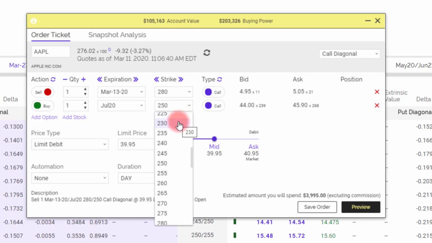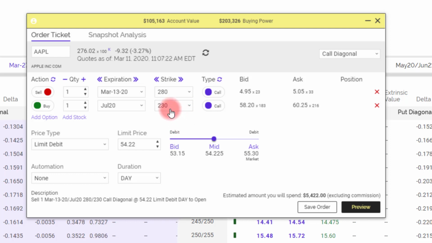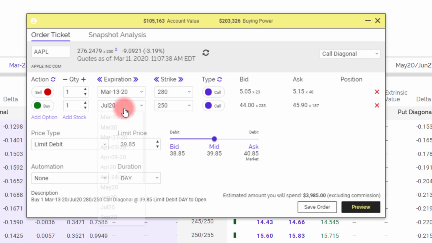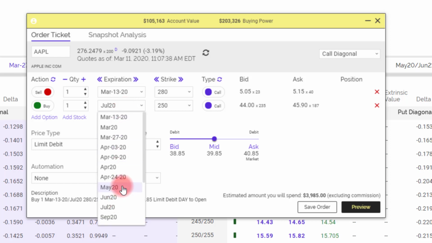So if I bring this down to a 230, now I've got a $50 difference in strikes. Mid is at 54. We're getting closer. Of course, we probably don't want to spend this much. What else could I do? I could bring the expiration date in closer. So let's go back to 250 here. So maybe instead of going out to July, maybe I come into May.